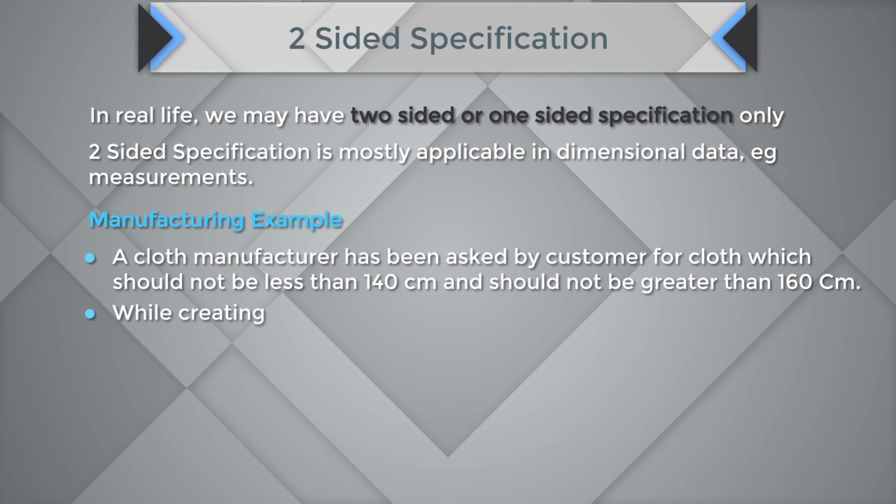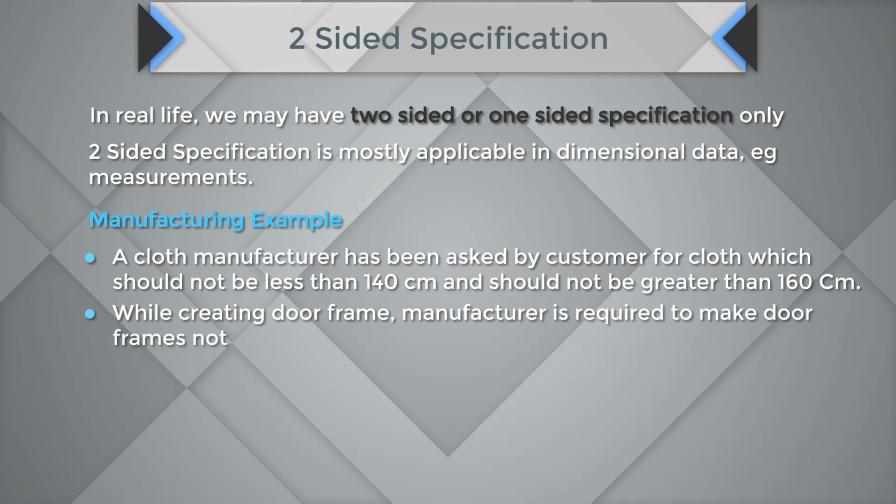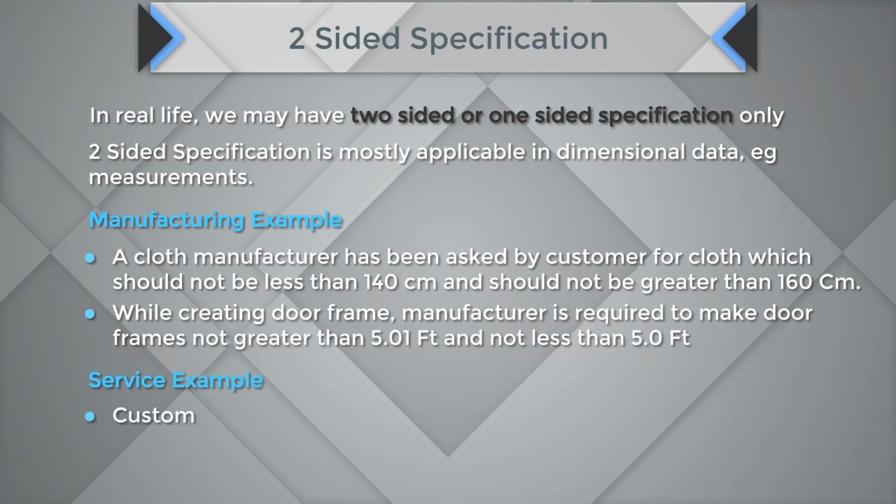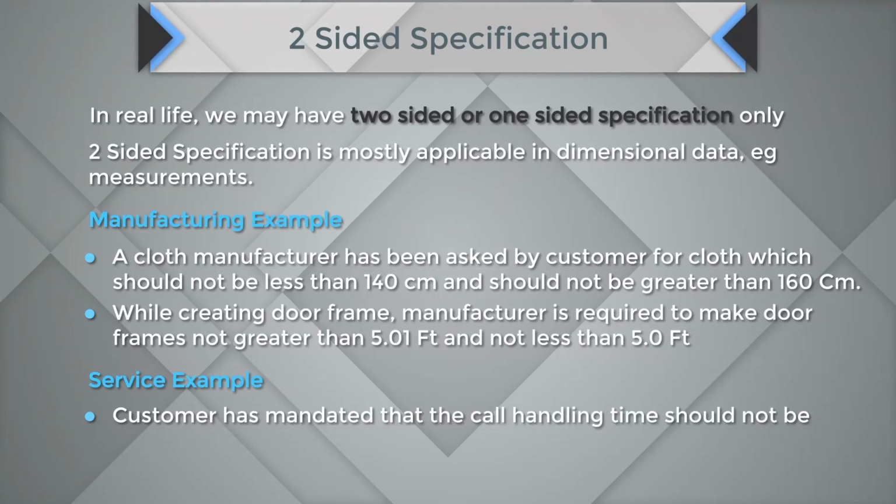Or while creating a door frame, a manufacturer is required to make door frames not greater than 5.01 feet and not less than 5.0 feet. Again, two-sided specification. You will very rarely find a service example. However, to quote one, my customer has mandated that the call handling time should not be greater than 3 minutes. However, he is also not okay with a call which is less than 30 seconds. So again, my upper specification limit being 3 minutes and my lower specification limit being 30 seconds.